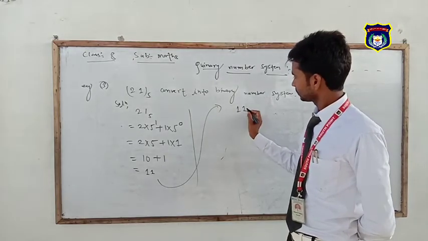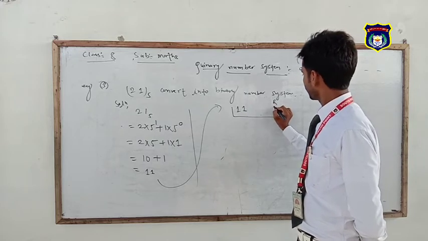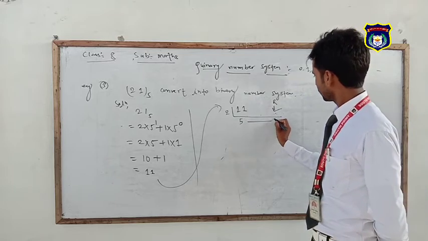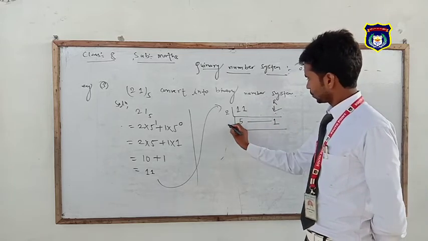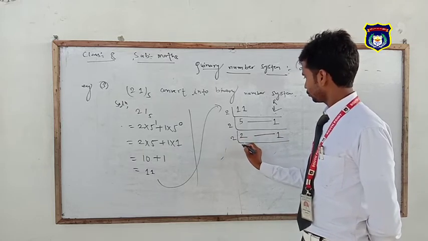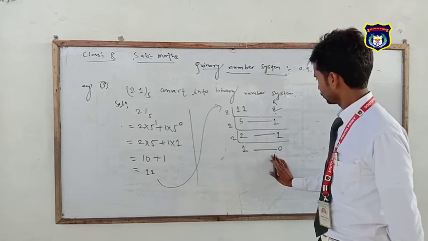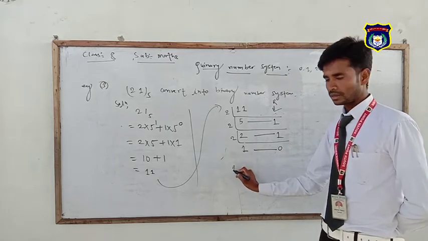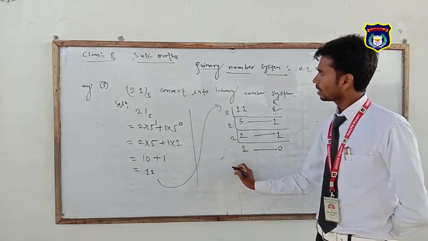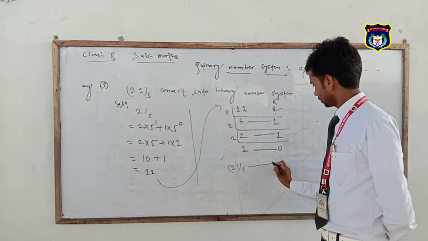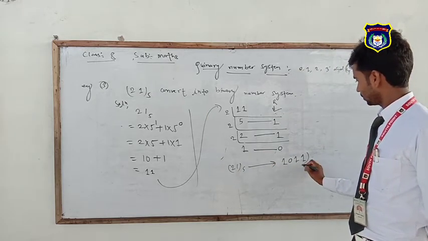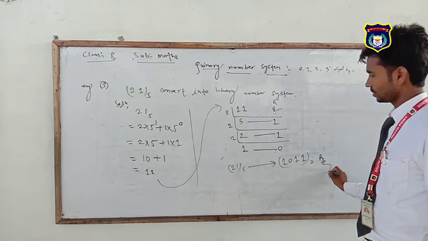11: divide by 2. 2 fives are 10, remainder is 1. 2 twos are 4, remainder is 1, and 2 ones are 2, remainder is 0. So our answer: decimal 11, the quinary number 21, in the binary number system is 1011. This is our answer.